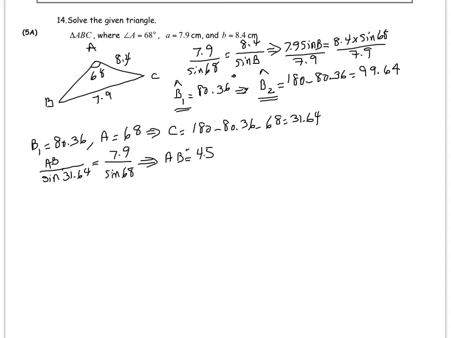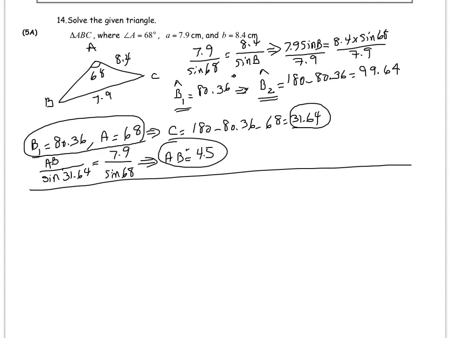Again, the three angles are given here, and also the side AB is given. Now let's go with the second option, which is B2. Let's say B2 is 99.64, A is again 68.